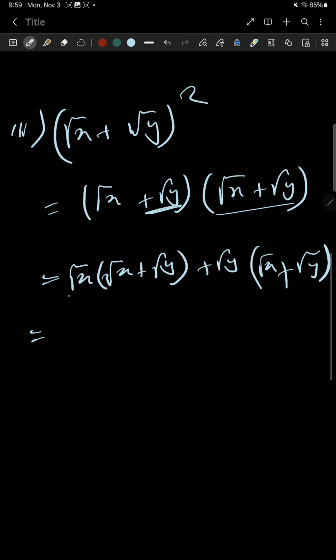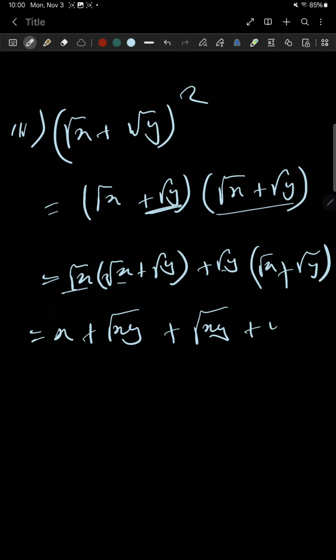Then I'll multiply this times that. The answer is x. This times that will be square root of xy, plus this times that will be square root of xy, plus y squared.